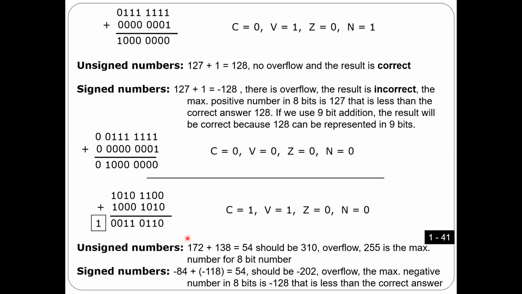Now, if you consider these numbers signed, the first number here is negative 84, and this number here is negative 118. If you add them together, you get 54, which for sure is not correct, because the correct answer has to be negative 202. Remember, my limit here is negative 128. So I exceeded the limit. That's why there is overflow. Anyway, again, these flags are updated automatically after every instruction, as you will see tomorrow, and they are hardware. They are flip-flops inside the microprocessor.